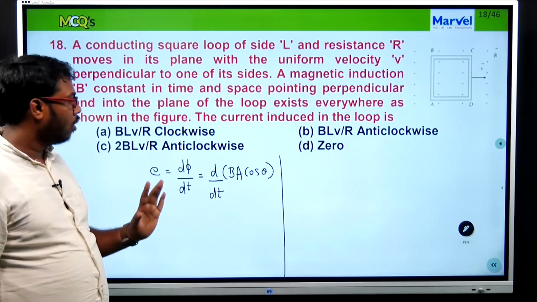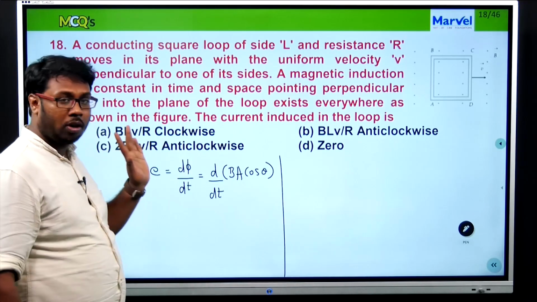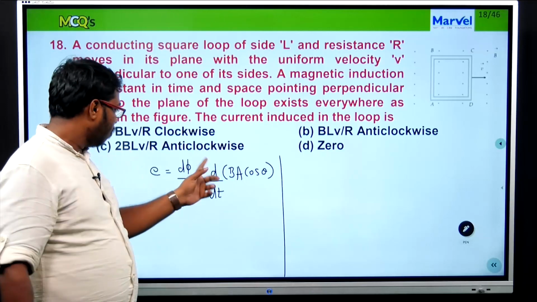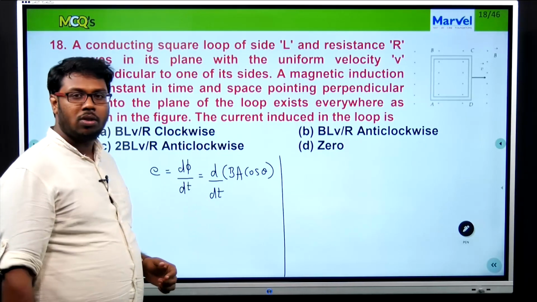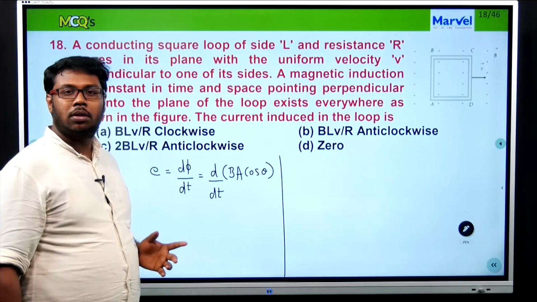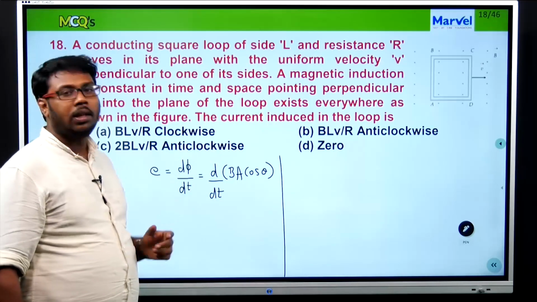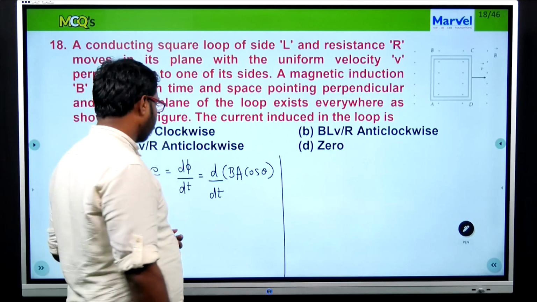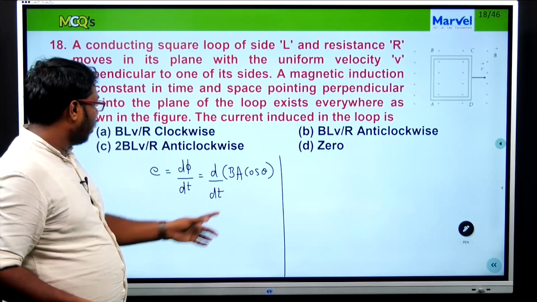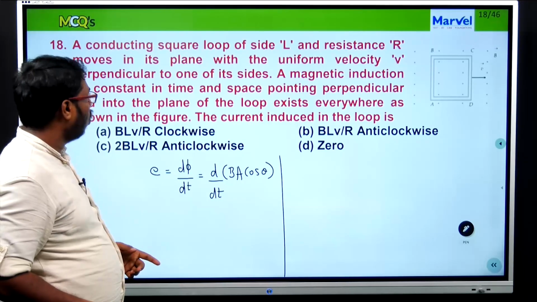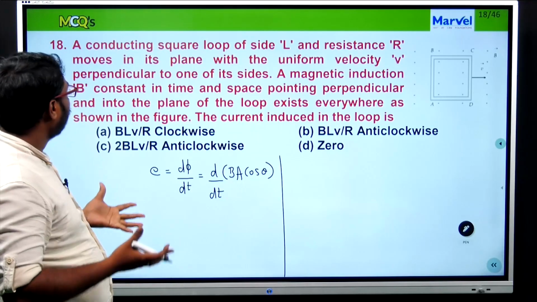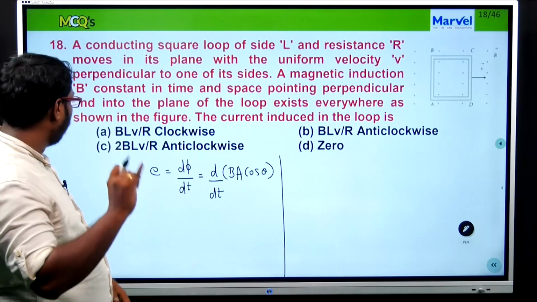This is the phenomenon. First, we don't have to worry about the direction of the current. First, we have to worry about how the current is produced. If B changes, or if A changes, or if theta changes, your E comes in, your I comes in, and accordingly things will happen. Now listen. Is B going to change? No, B is not going to change, because the whole thing is in a uniform magnetic field.